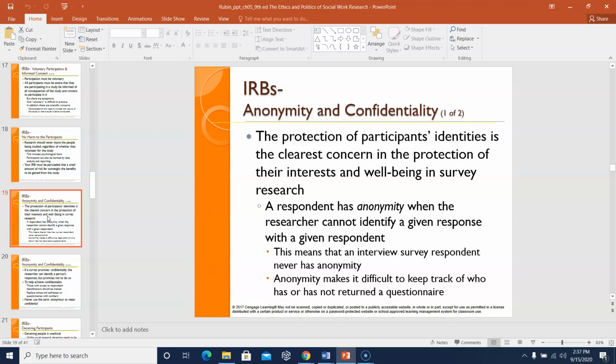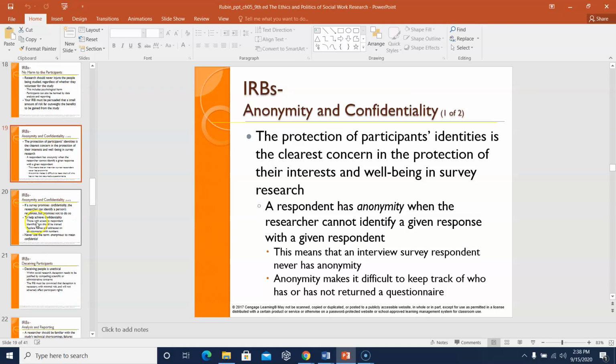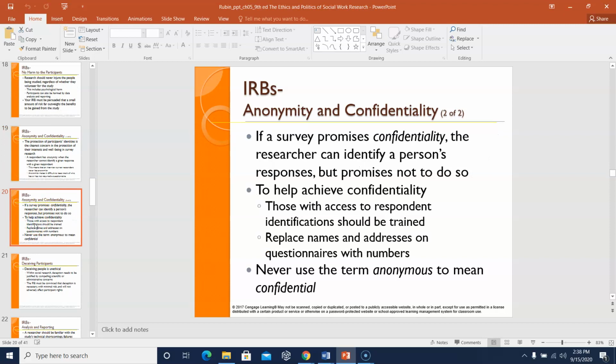Anonymity and confidentiality. Anonymity means that nobody knows who you are, and confidentiality means that they won't publish or announce that you participated or said this or that. So there's a difference between anonymous and confidential. Technically, everything anonymous should be confidential, but not everything confidential is anonymous.